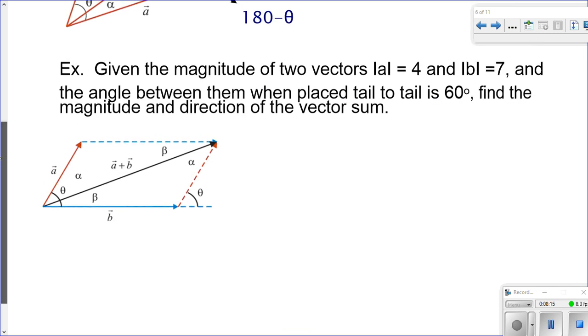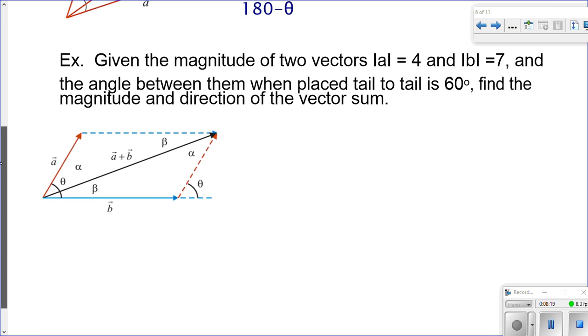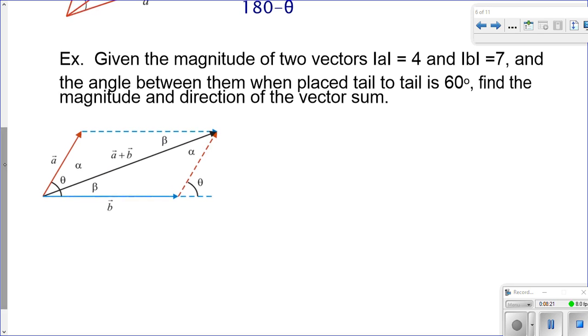Given the magnitude of two vectors, 4 and 7, the angle between them when placed tail to tail is 60 degrees. So I think theta is 60 degrees here. I'm going to go A is 4 and B is 7. I want to find the resulting vector A plus B. We'll find the magnitude and the direction of the sum of the vectors here.